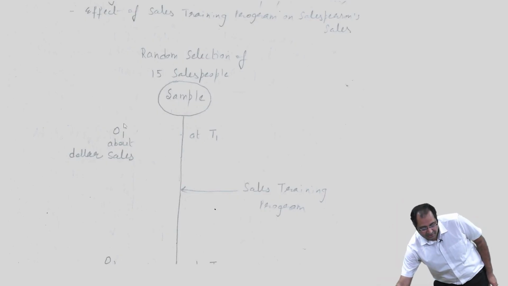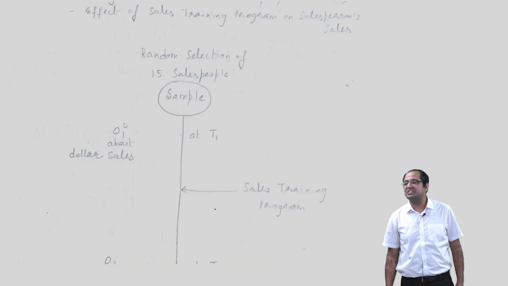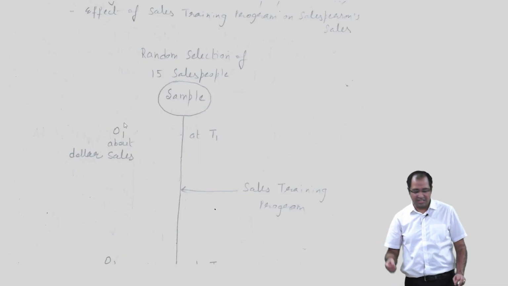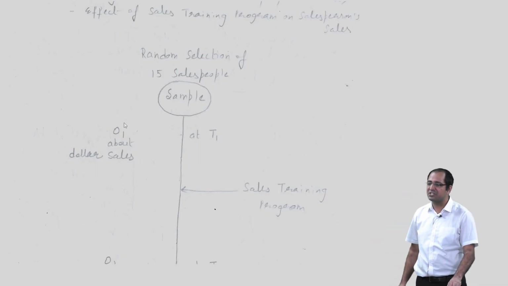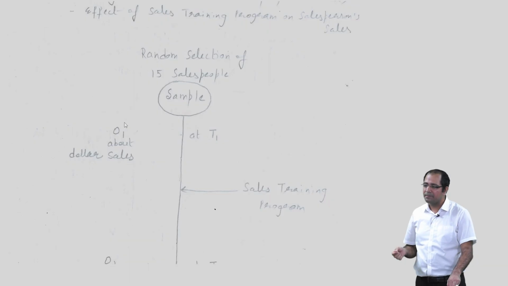and noted down their sales of last 3 months. They noted down their sales for last 3 months, took the average, and that observation for 15 salespeople is written as O1. At time T1, they took the observation of their sales performance. 15 salespeople would have some sales performance average of previous 3 months, that is written as O1. At T1, the readings are taken.